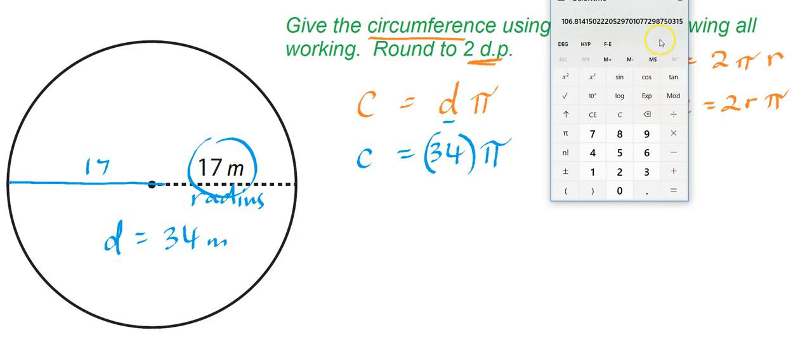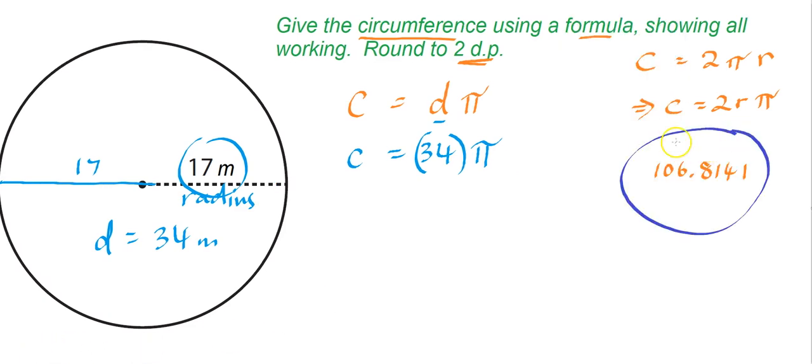and you end up with 106.814. We have to round to 2 decimal places. Okay, so I'm going to write that down. Okay, so 106.8141, and we have to round to 2 decimal places.